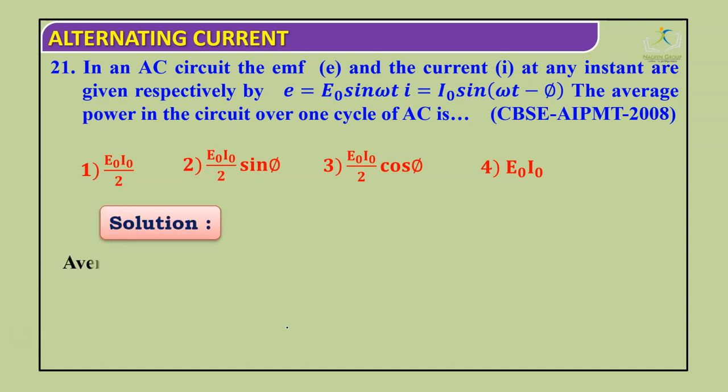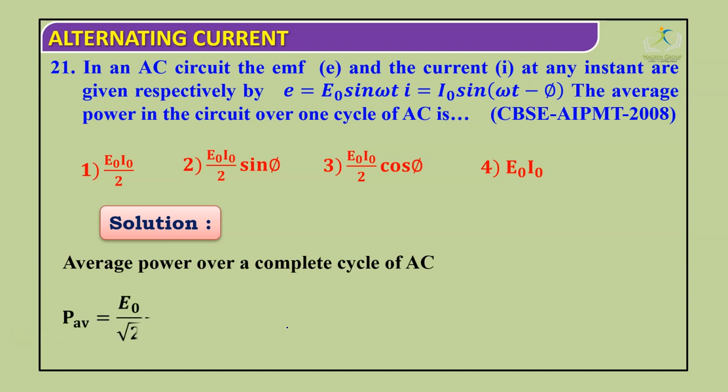Solution we have: average power over a complete cycle of AC, P average, equals E naught by root 2 times I naught by root 2 times cos phi, meaning E naught I naught by 2 cos phi. According to that, the correct option is the third one.